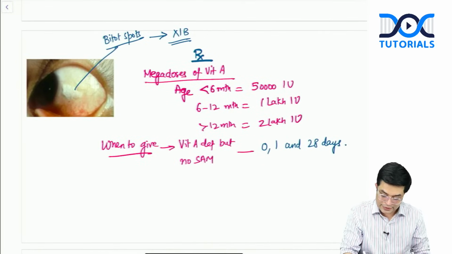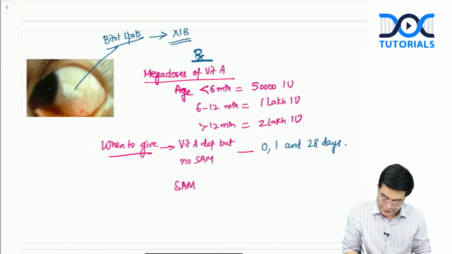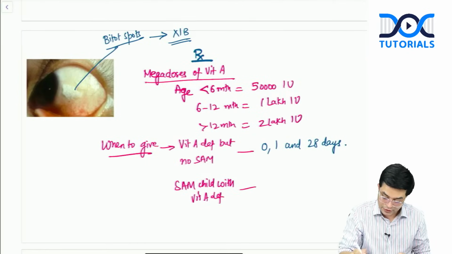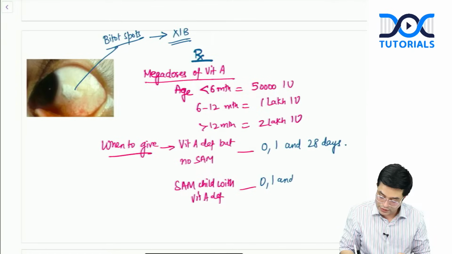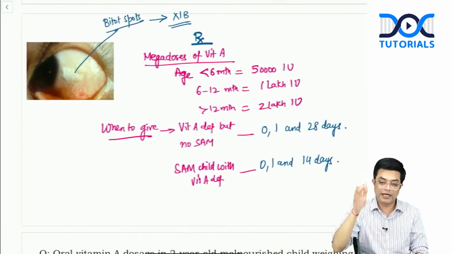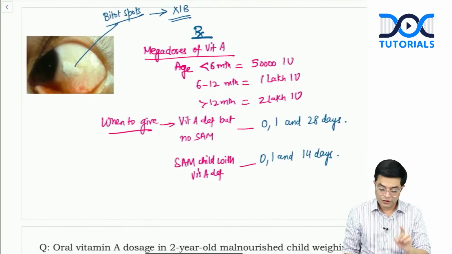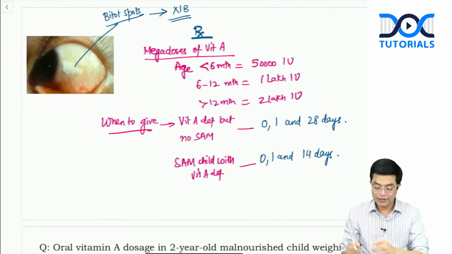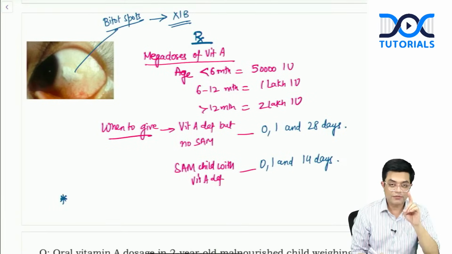In case it is a SAM child, a kwashiorkor or marasmus child with vitamin A deficiency, the same dose will be given, but the regimen will be 0, 1 and 14 days. A common mistake people make. Please add it to your notes. Don't get the question wrong in the paper. So 0, 1 and 28; 0, 1 and 14 days. Also, a question on it has been asked.